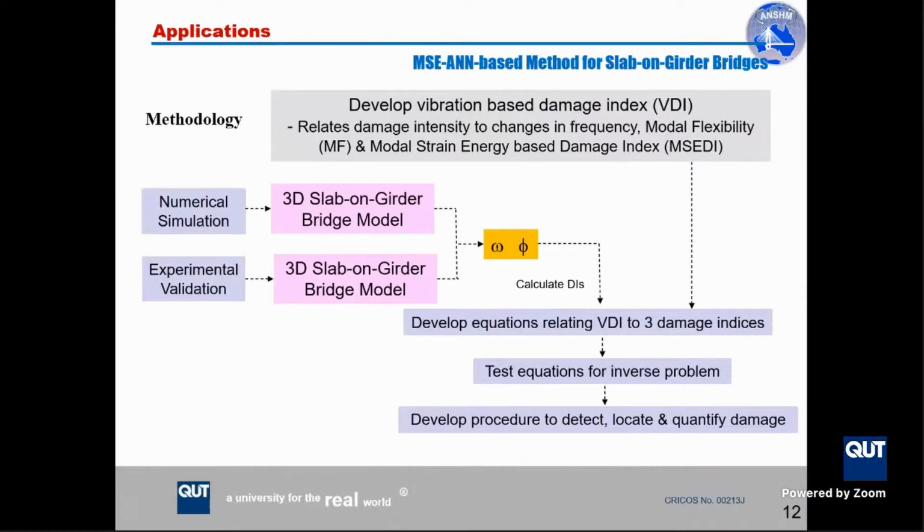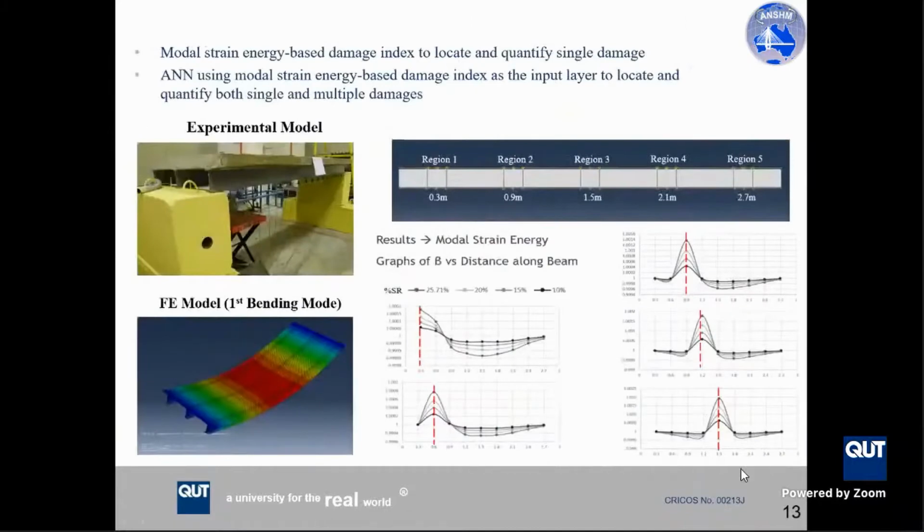Here we have another damage identification in which we apply artificial neural networks and modal strain energies to identify the damage on slab-on-girder bridges. And as you can see in these graphs, the modal strain energy index had a clear pattern due to the location and the severity of the damage.